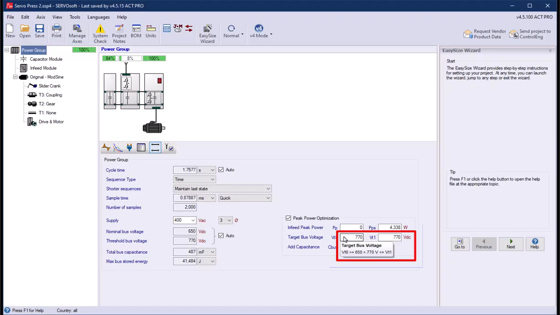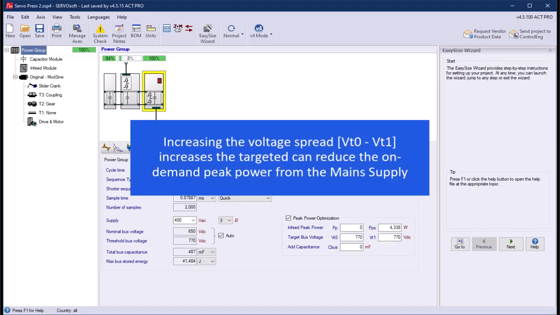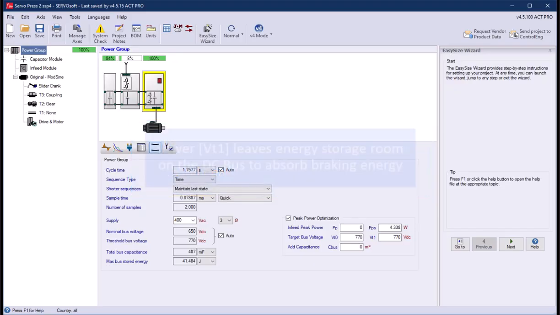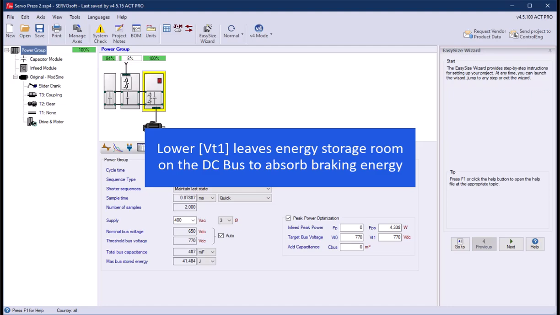Increasing the voltage spread between the target lower and upper bus voltages increases the targeted amount of energy that is stored on the DC bus that can be used to feed the application when the supply is limited. This can reduce the on-demand peak power from the main supply. However, a lower VT1 leaves energy storage room on the DC bus to absorb braking energy. This can reduce the region power fed back to the main supply.